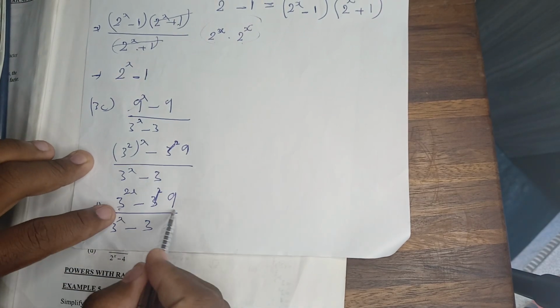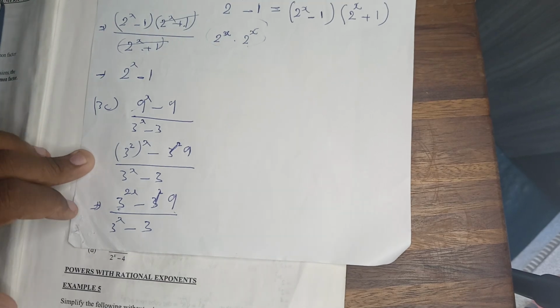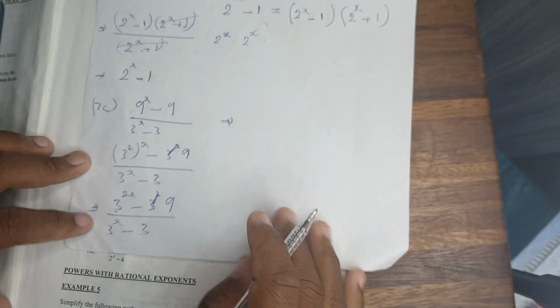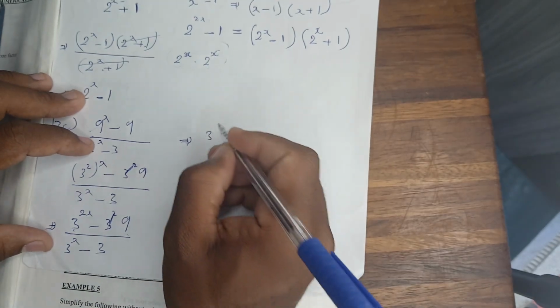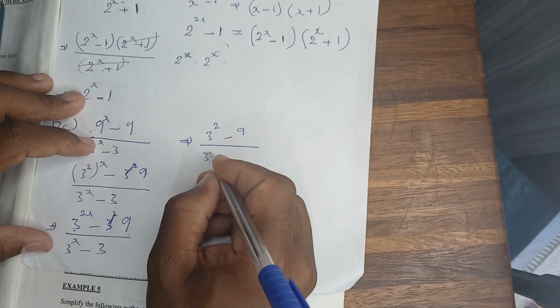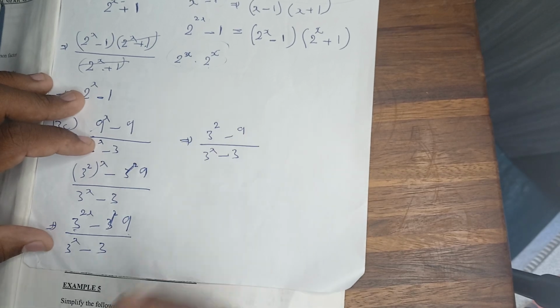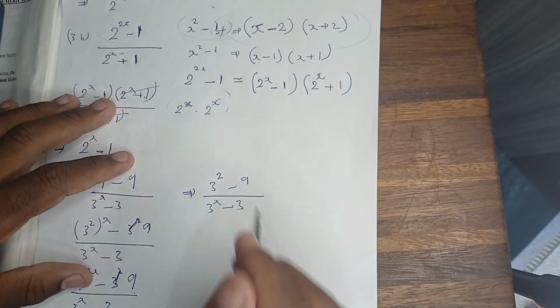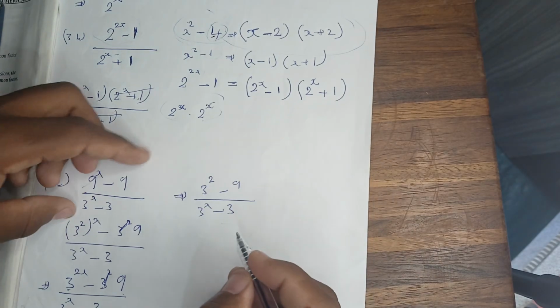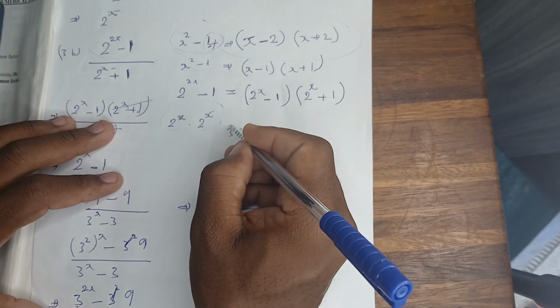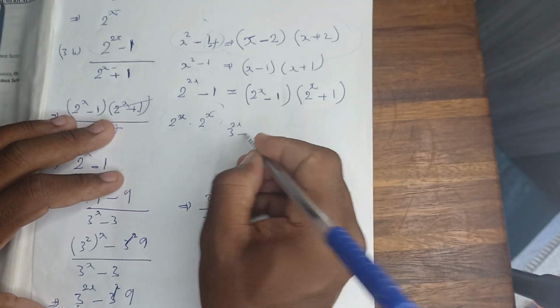So we can see that this is now a difference of 2 squares. Okay, I'm going to continue here. So it's 3 squared minus 9 divided by 3 to the exponent x minus 3, like this. So it is now a difference of 2 squares. So let us factorize. It's going to be 3 to the exponent 2x minus 9.